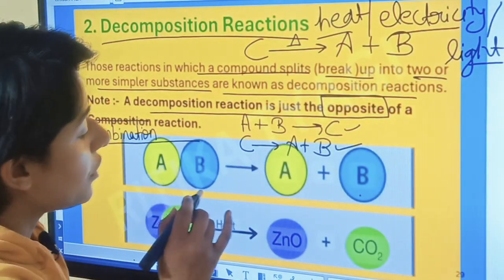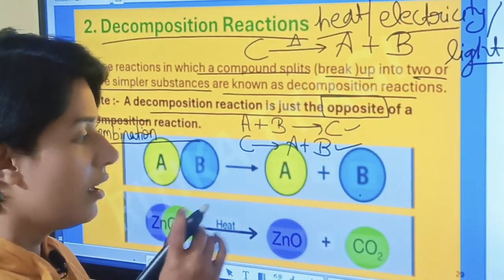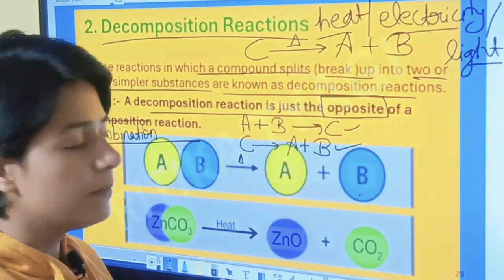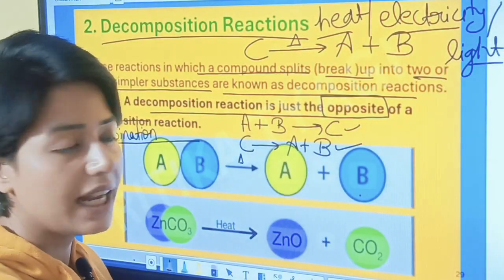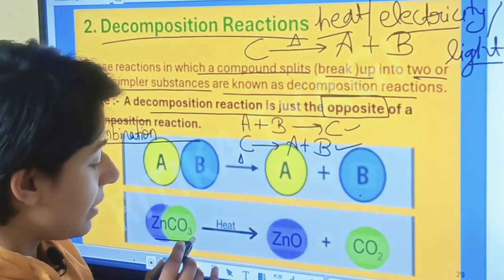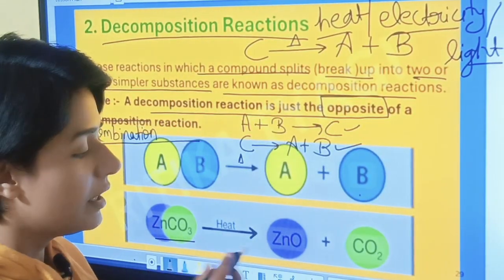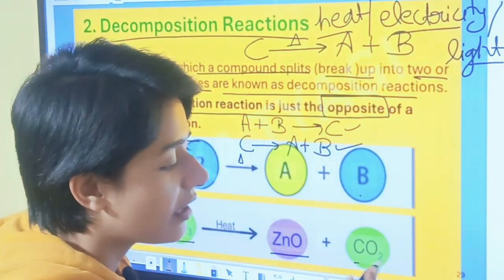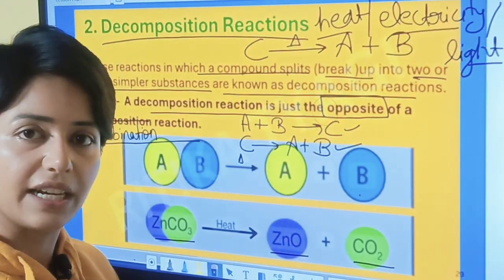Here is a simple representation for this. A and B atoms combine to form a molecule, that is AB. We supply some type of energy for its bond breaking. Then it forms a single atom of A and a single atom of B. A similar example is zinc carbonate. When zinc carbonate is heated, it forms zinc oxide and a carbon dioxide molecule. So it is an example of a decomposition reaction.